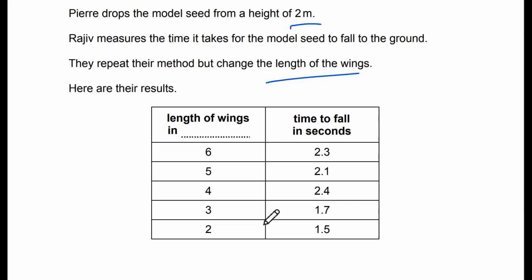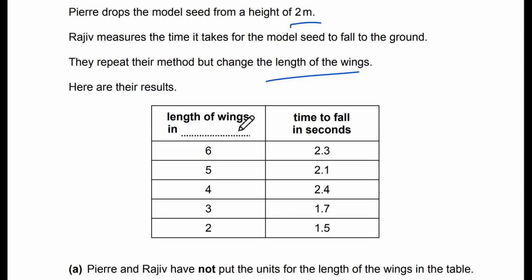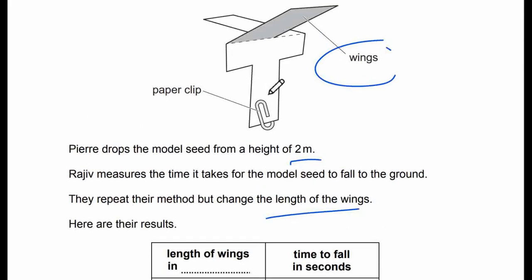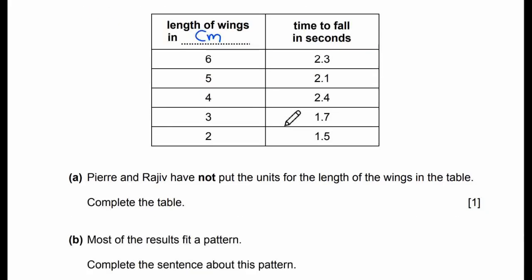So the length of the wing is changed. Here are the results: length of wing and times to fall in seconds. Pierre and Rajiv have not put units for the length of the wings in the table. Because this is this kind of wing, it should be in cm. It will not be in meters. So that will be the answer for A.